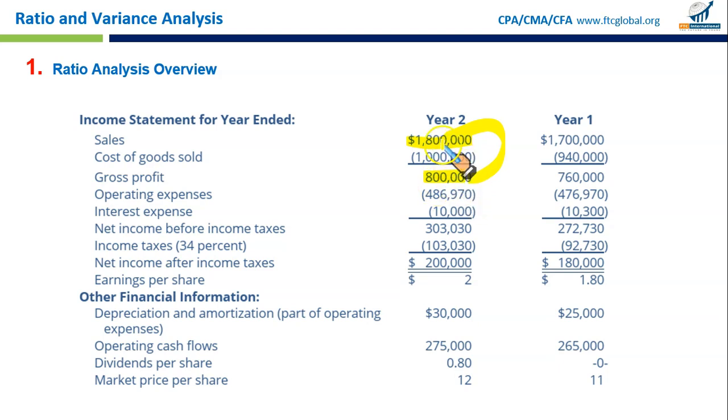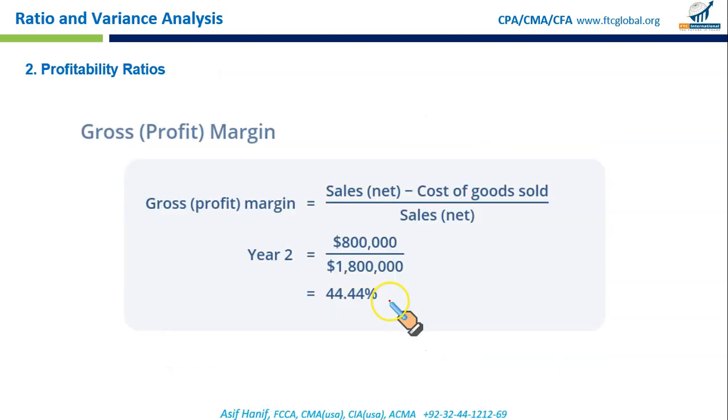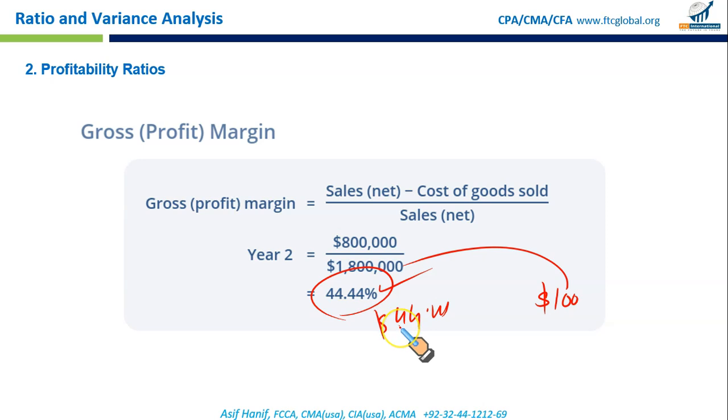So $800,000 upon $1.8 million multiplied by 100 gives you the gross profit percentage. That's your performance as far as gross profit is concerned. Gross profit is what percentage of sales? It's 44%. It means if sales are considered 100, gross profit is 44.44, or if a company makes sales of $100, $44.44 represents gross profit.